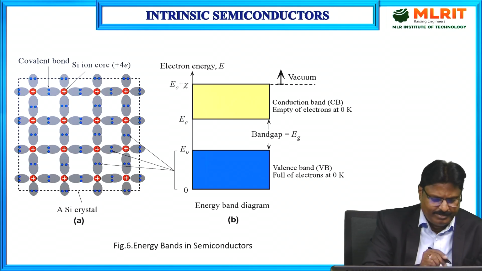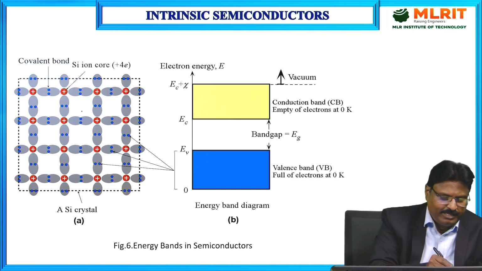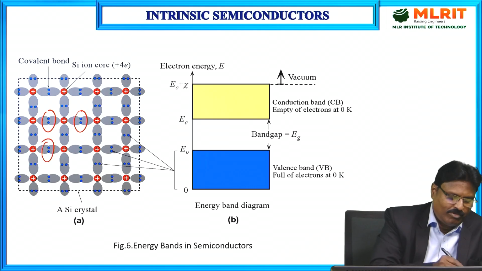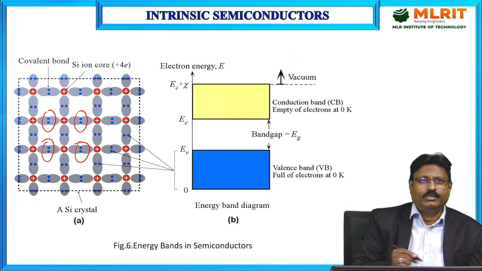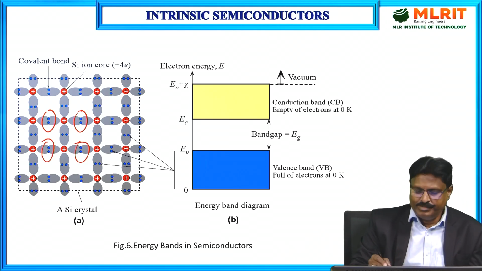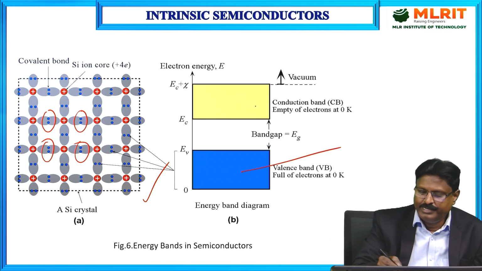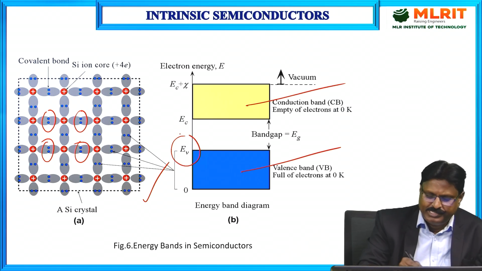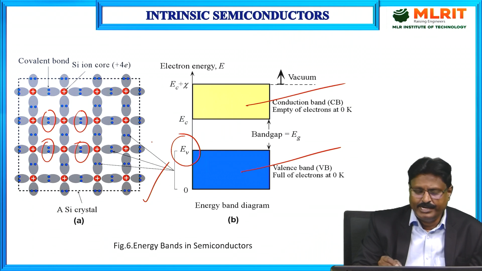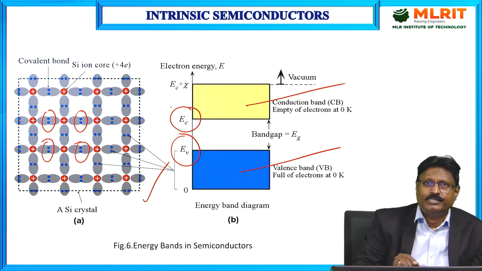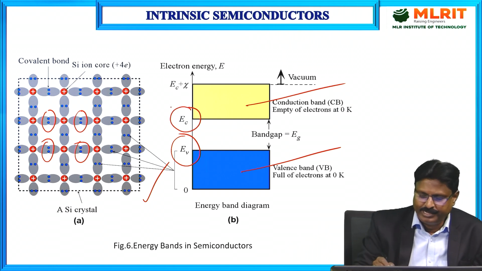So same explanation. As you can see here, these are the covalent bonds which are formed by the neighboring silicon atoms. And this is the energy band diagram. As you can see here, this is a valence band, this is a conduction band, and EV is the highest energy level in the valence band, and EC is the lowest energy level in the conduction band. And this is the band gap.